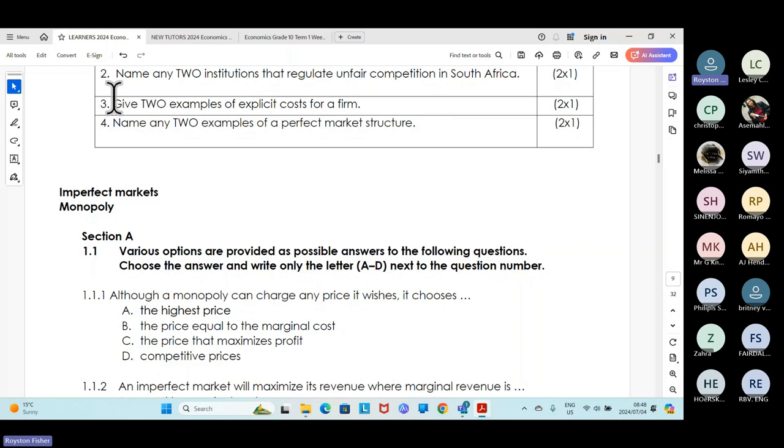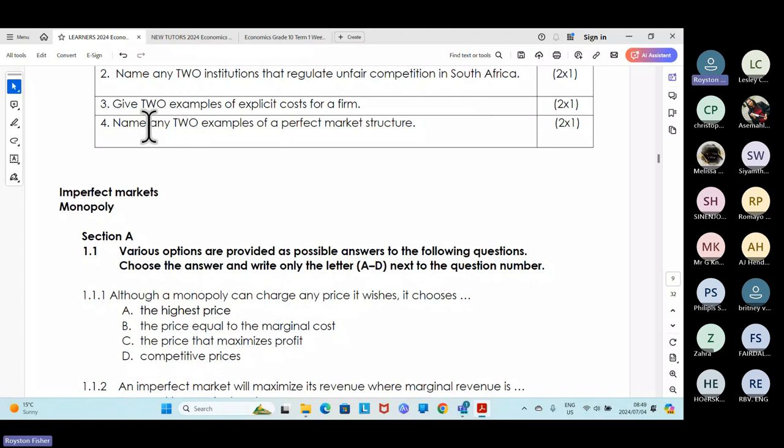Number three, here they ask us to give any two examples of explicit cost for a firm. So let's see what your answers are. Santa Claus says wages and interest. Leslie C says raw materials and employee wages. St. Andrew says rent payments and salaries and wages. And then Fidel says taxes and utilities, if it's for number three. So rent, wages, electricity, acceptable. Thank you. So most schools are correct.